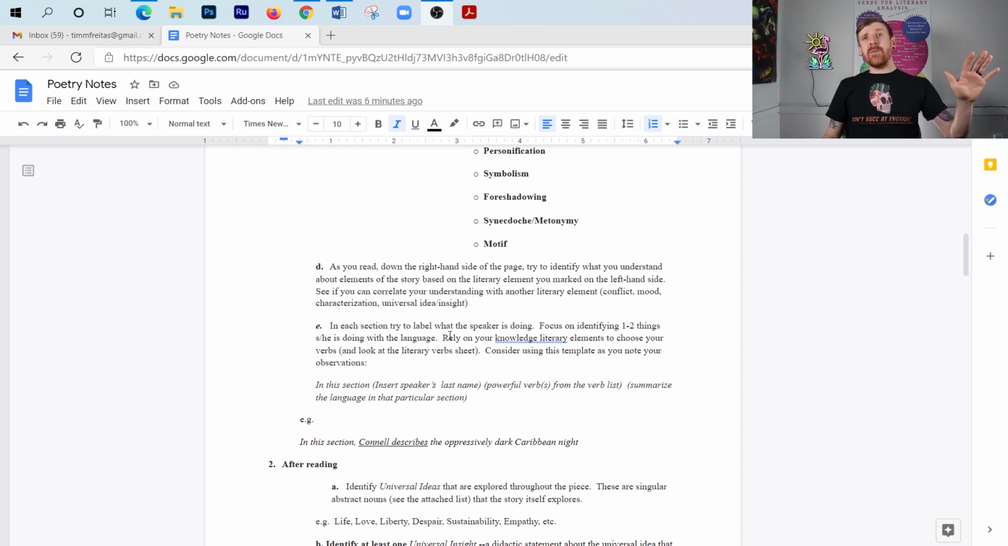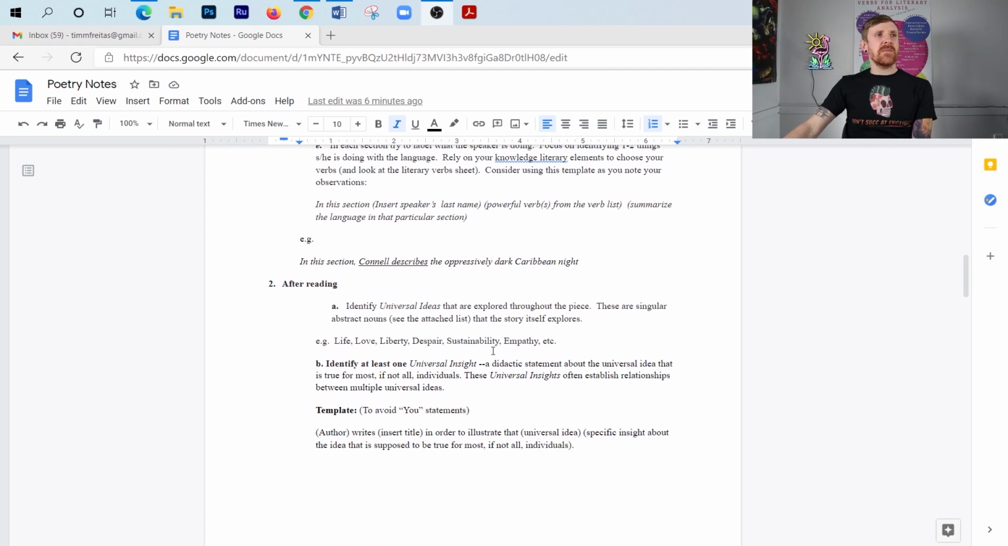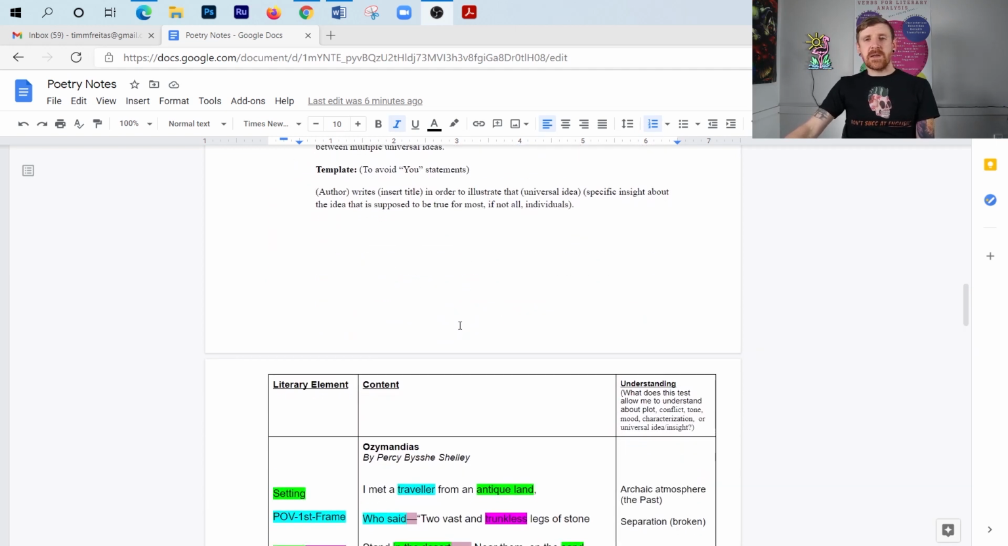So we have a lit element on one side, we have an understanding on the other side, and boom, we have topic sentences with the evidence in the middle. And so this right here talks about all of that. And I also have my kids write universal insight statements after they read poetry. If you want assistance with that, you can just check this out here. Once again, that document is in the description.